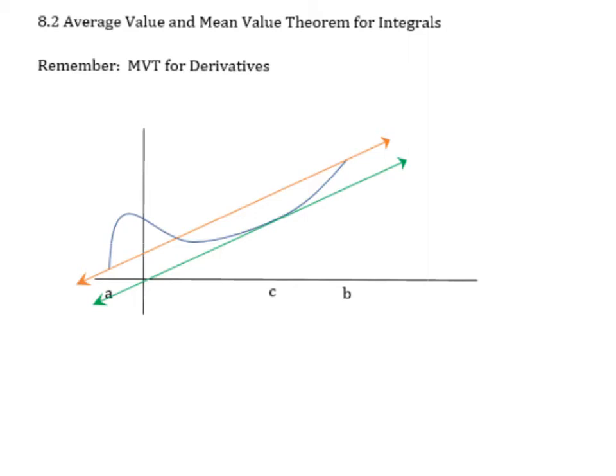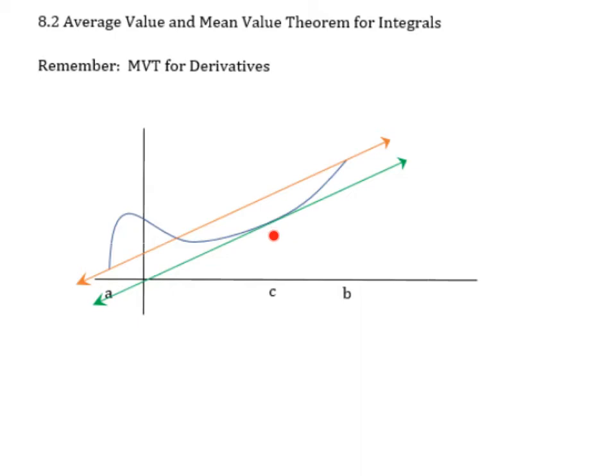So as you see here, I have drawn for you a graph of a function. That's this curvy one, the blue function. And remember what the mean value theorem for derivatives says. It says if you have a closed interval a to b and you have a continuous function over that interval, if you draw the secant line that attaches the two endpoints, a to b, the slope of that secant line is going to be equaled by some tangent line over the interval located at c.